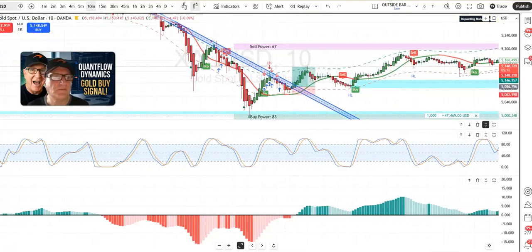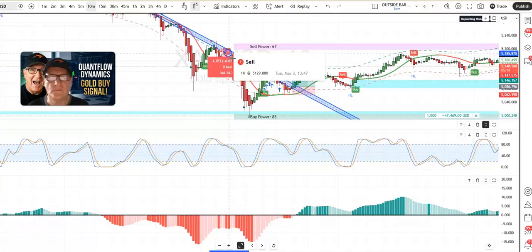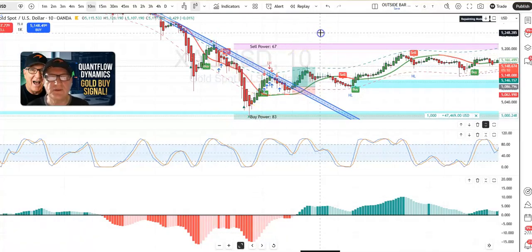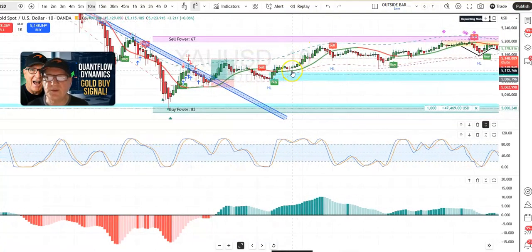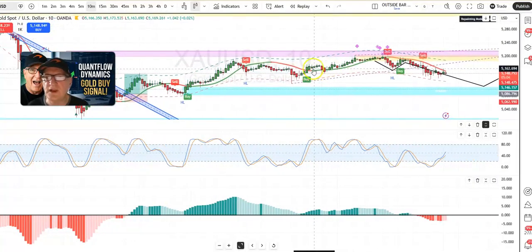1,700 pips, depends where you get in. 1,310 pips, 500 pips, 700 pips, 300 pips.